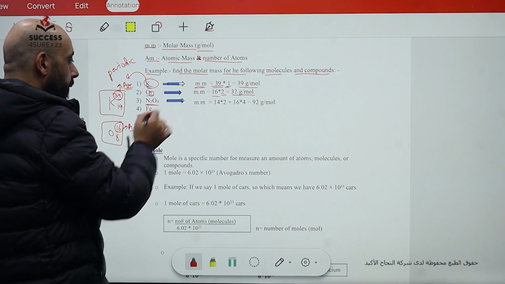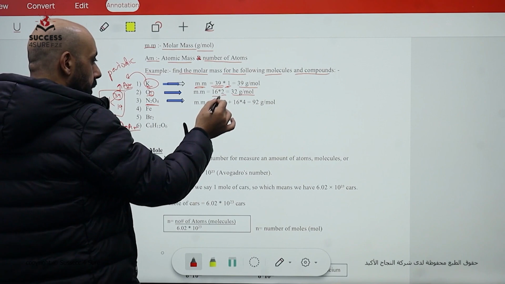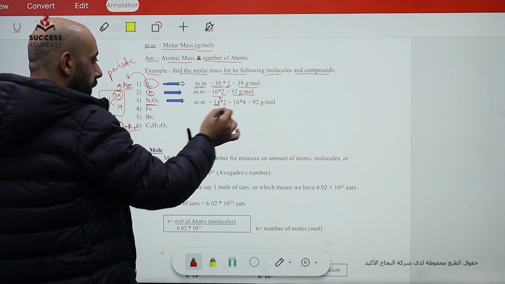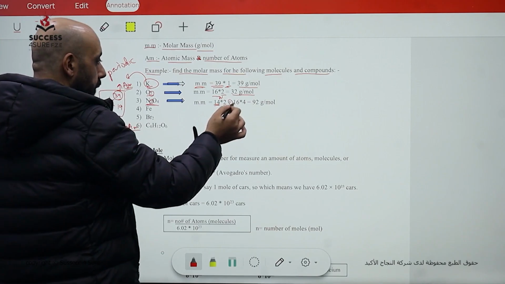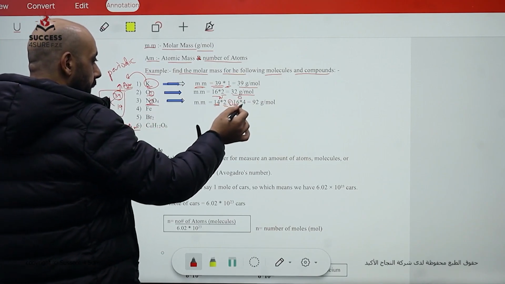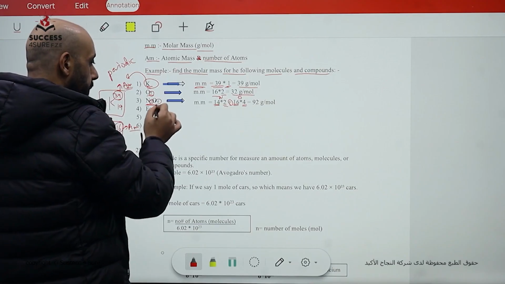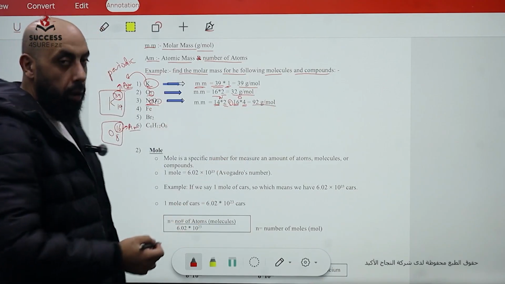Now, for example, we have N2O4. The atomic mass of nitrogen is 14, so it's going to be 14 times 2 because we have 2 nitrogen, plus we have another element which is oxygen, which is going to be 16 multiplied by 4 because it has 4 atoms over here, so the total is going to be 92 gram per mole.